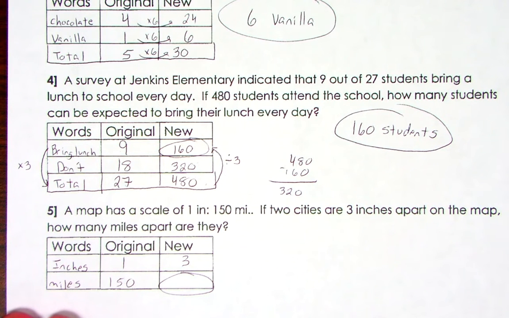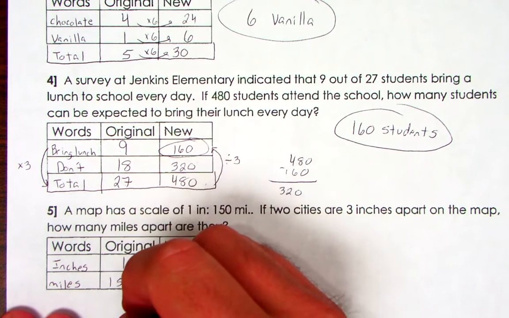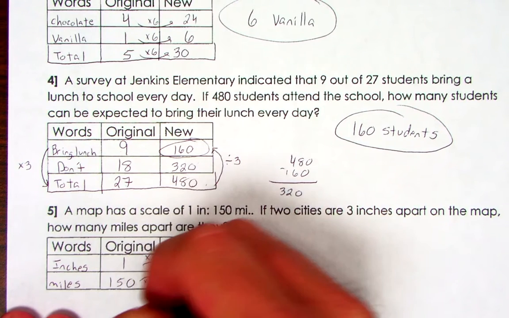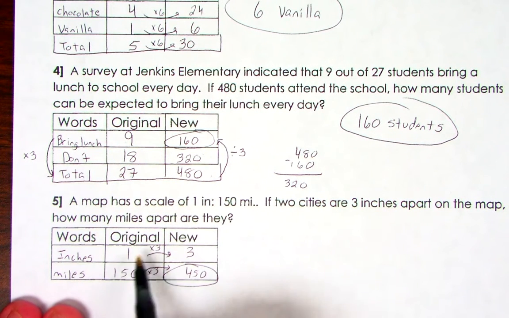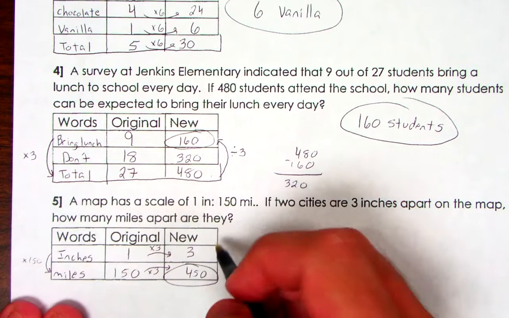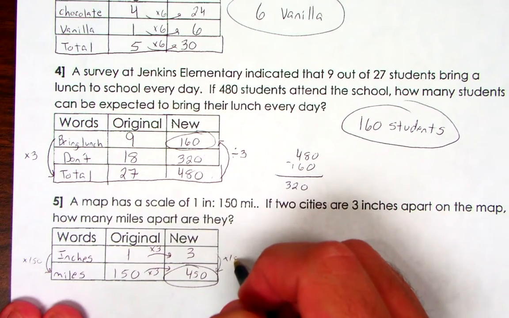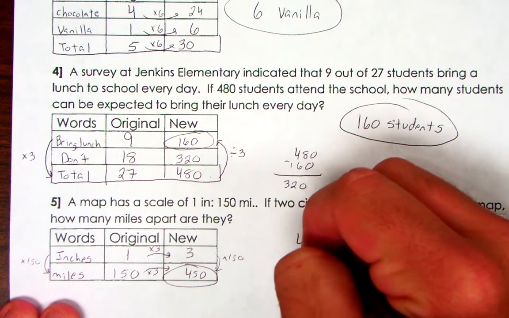There's 2 ways you can do it. The way I was doing it yesterday with the students, I was saying to get from 1 to 3, you multiply by 3. So 150 times 3 is 450. But another student said they did it a different way, and I totally agree with what they did. They said to get from 1 to 150, they multiplied by 150. So 3 times 150 gives you the same exact answer of 450. So it doesn't matter which way you do the scale factor. You'll get the same answer. So the answer is 450 miles away.